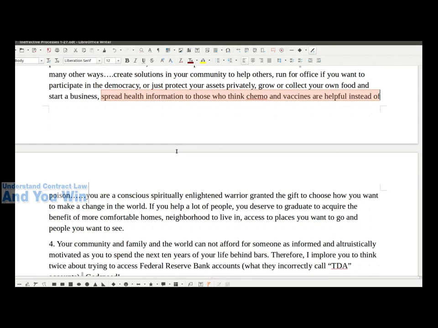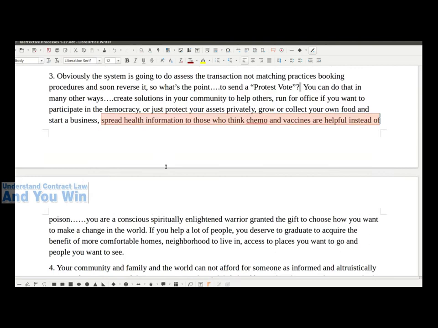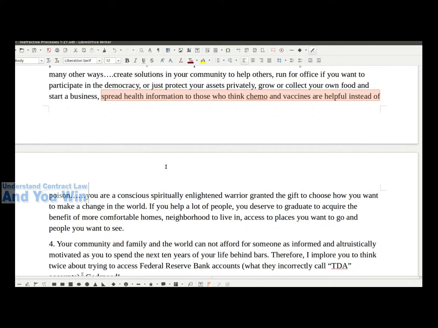You are a conscious, spiritually enlightened warrior granted the gift to choose how you want to make change in the world. If you help a lot of people, you deserve to graduate to acquire the benefit of a more comfortable home, a nice, safer neighborhood to live in, access to places that you want to go, proximity to the beach, proximity to a wonderful city with vibrant day life, night life, places, things to do.